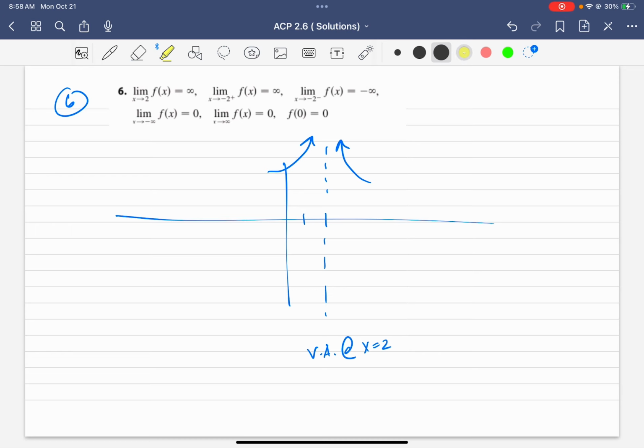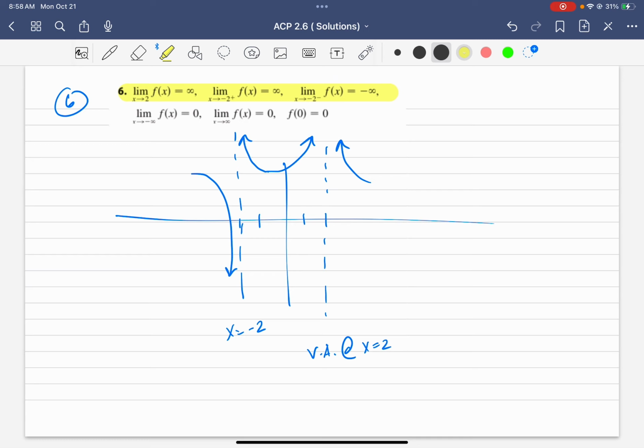Then, as we go towards -2 from the right, it wants to grow without bound. So as we go towards x is equal to -2 from the right, it grows without bound that way. As you walk in towards -2 from the left, it grows without bound, but in the negative direction. So maybe it does something like this, right? So now I've satisfied all of the top 3 conditions.